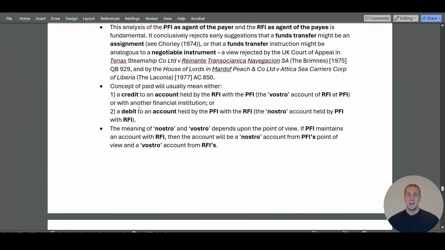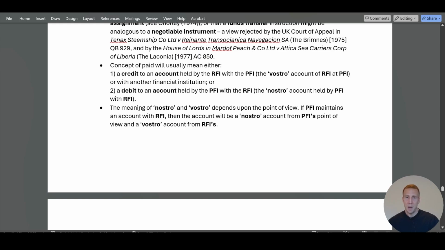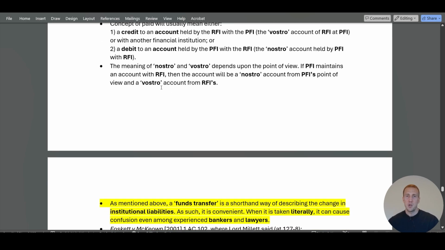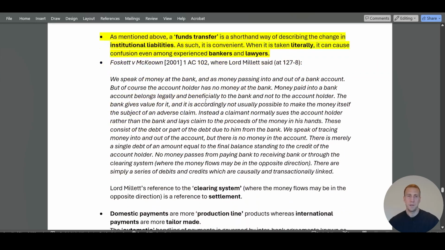So the concept of paid will usually mean either a credit to an account held by the RFI with the PFI, which is referred to as the Vostro account of the receiving financial institution at the payer's financial institution, or with another financial institution. You have two: a debit to an account held by the PFI with the RFI is referred to as a Nostro account held by the payer's financial institution with the receiving financial institution's bank. So the meaning of Nostro and Vostro depends upon the point of view. If a PFI maintains an account with an RFI, then the account will be a Nostro account from the PFI's point of view and a Vostro account from the RFI's, and vice versa.